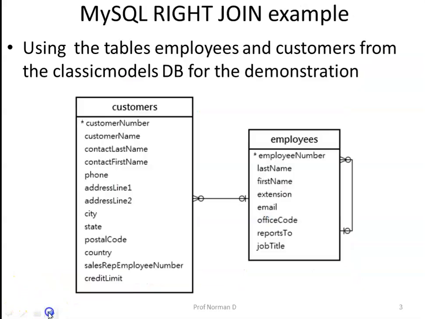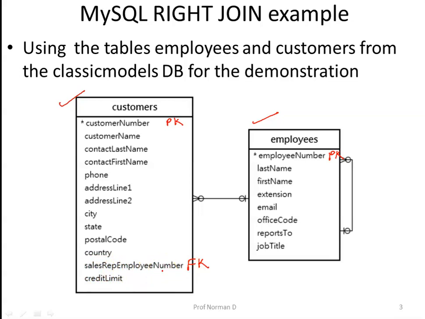We'll look at an example. We'll refer to the employees table and the customers table from the classicmodels database for demonstration purpose. This is our customers table and the employees table. In the customers table, we have customer number acting as a primary key, and we have employee number acting as a primary key in the employees table. Now this employee number, which is the primary key in the employees table, is acting as a foreign key in the customers table under the attribute sales representative employee number.